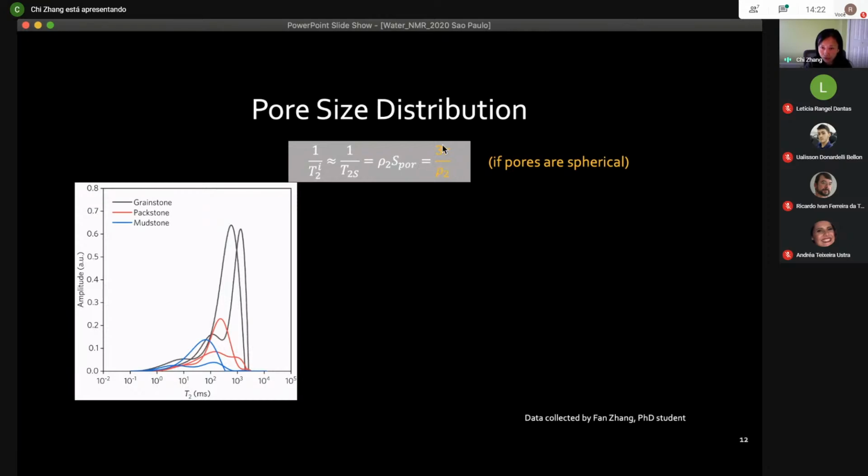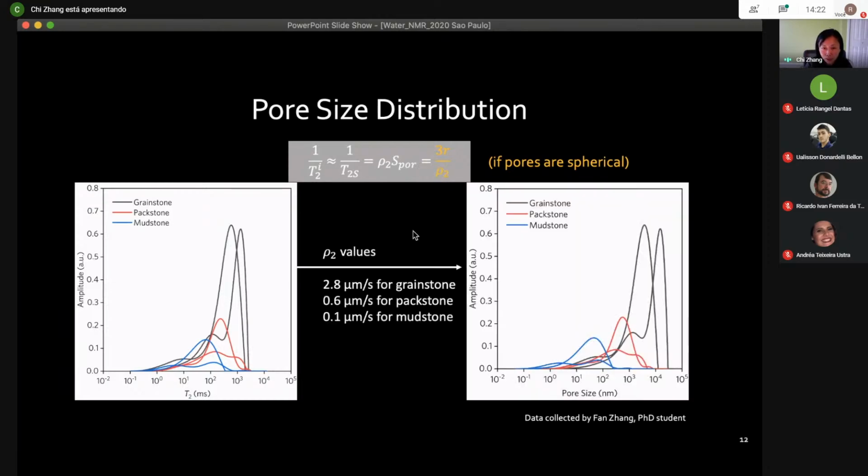T2 relaxation time equals 3 times the radius of the pore, divided by the surface relaxivity, ρ2, which is a constant. And if we determine this ρ2 independently from other methods, such as some kind of calibration using the BET on molecular intrusion, and you can see here we did exactly this procedure, and we used the BET to calibrate this ρ2 value. We got 2.8 micrometers per second for the greenstone, and 0.6 for the packstone, and 0.1 for the mudstone. And we use the above equation, therefore we can calculate the pore size. So this is how we use NMR signals to calculate the pore size distribution.